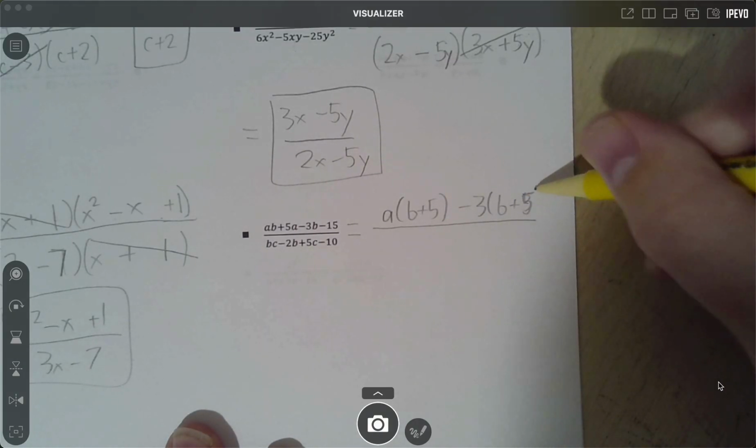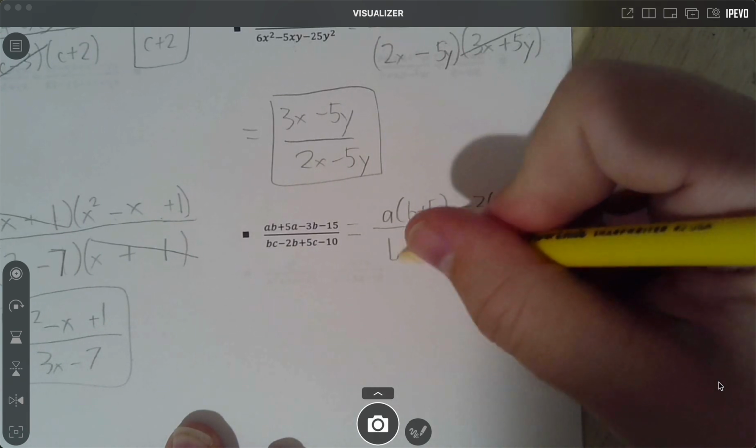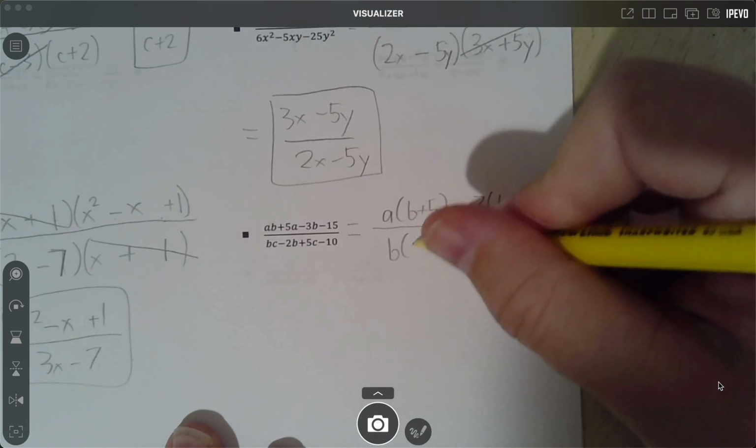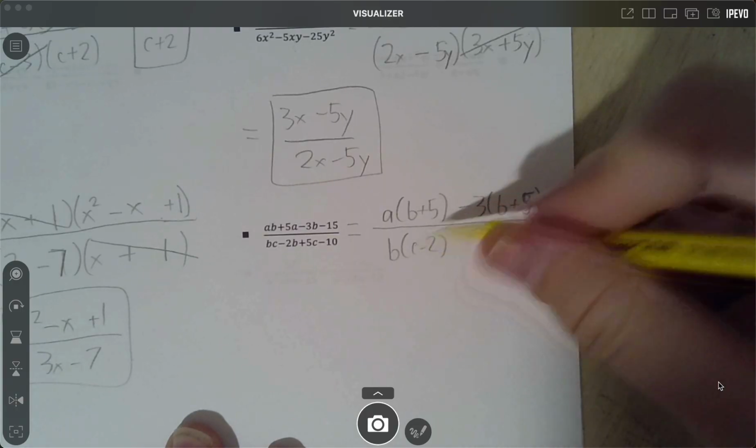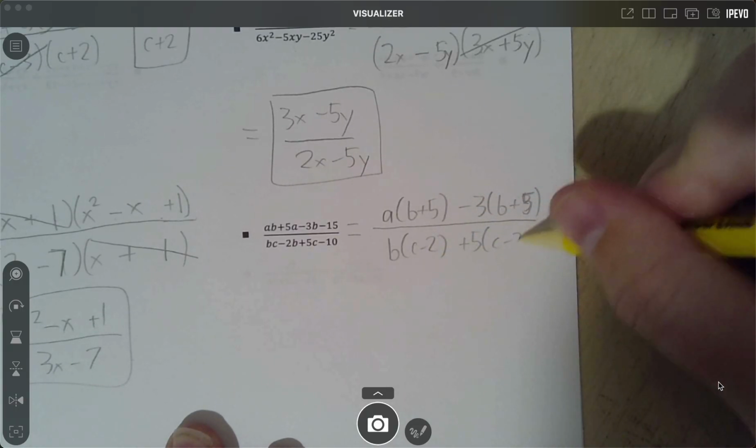So the first is, again, what's my common factor? The second is, how do I produce a match? On the bottom, the first two share is a b. We're left with c minus 2. And I can create a match of c minus 2 if I take out a positive 5.